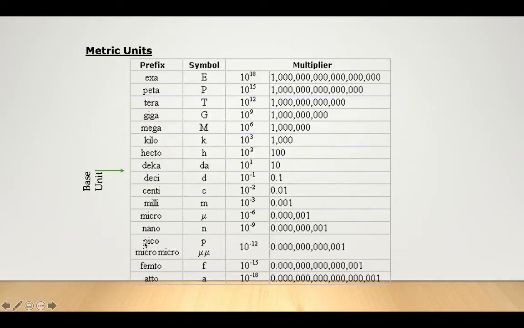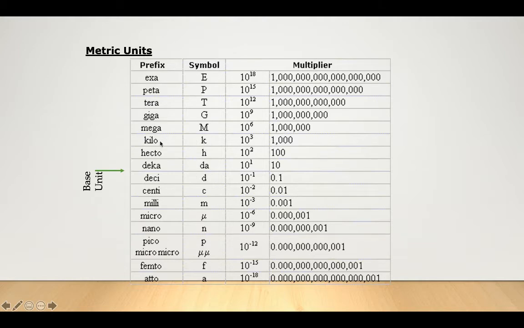So let's now take a look. These are my prefixes I can add. My base unit would fit right in between here, okay? And so here's my list of prefixes. Here's the list of symbols that go with them. This is the order, the power they are to, the order of magnitude that they are. And this is the multiplier.